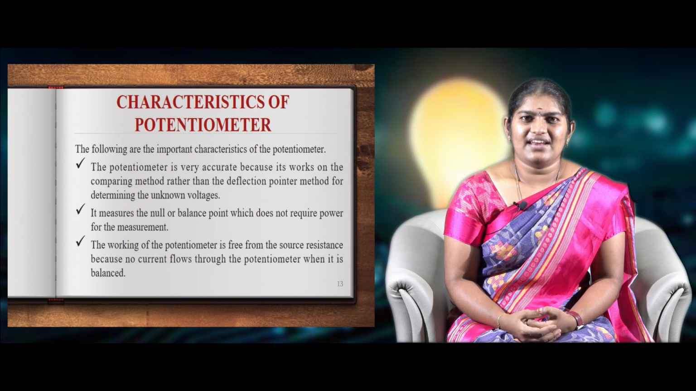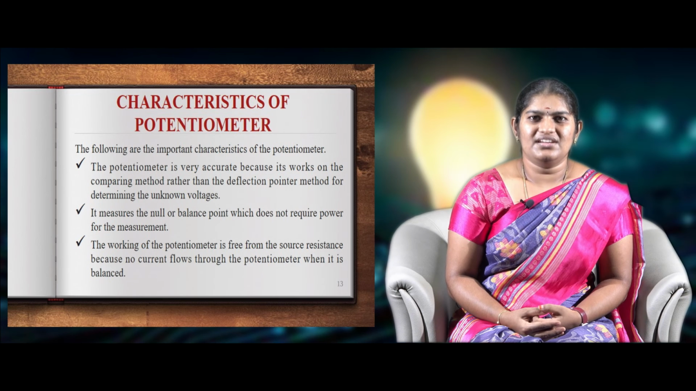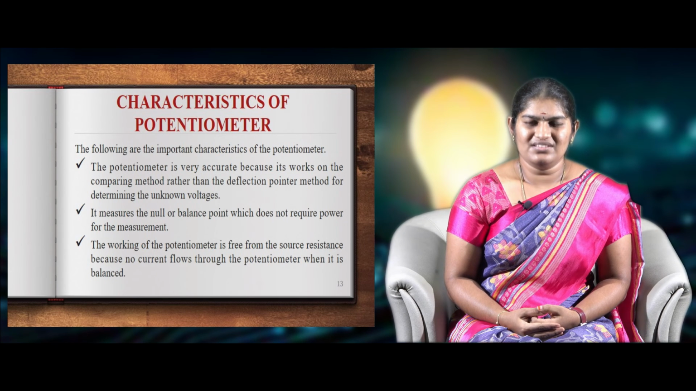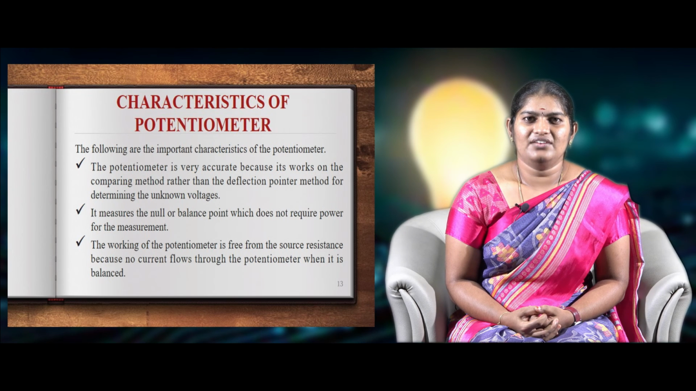Next we are going to discuss characteristics of potentiometer. The following are important characteristics of potentiometer. Potentiometers are very accurate because they work on the principle of the comparative method rather than the deflecting pointer method. It helps to determine the unknown voltage value. It measures at a null point or balancing point because it does not require any power for a measurement. The working principle of potentiometer is used to determine the potential value. The potentiometer is free from source resistance when no current flows through the potentiometer at a balancing point.